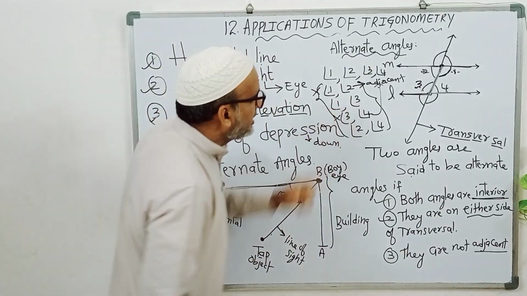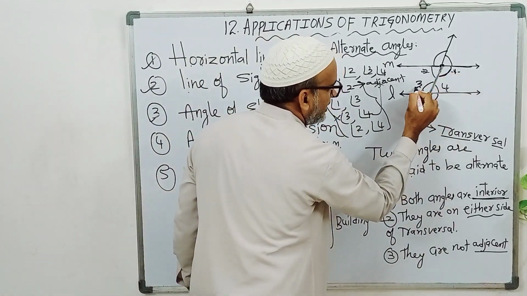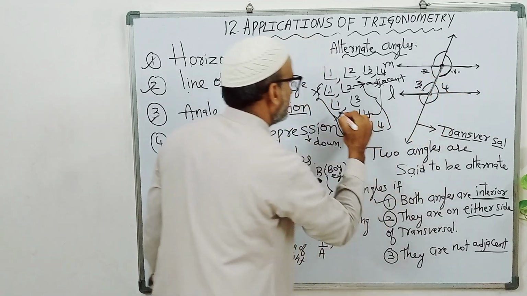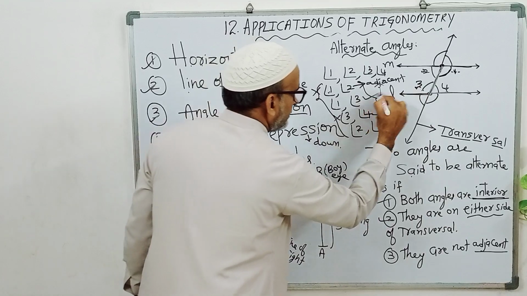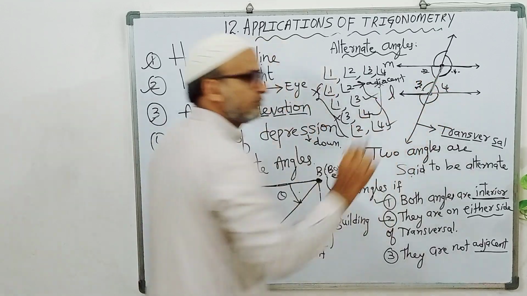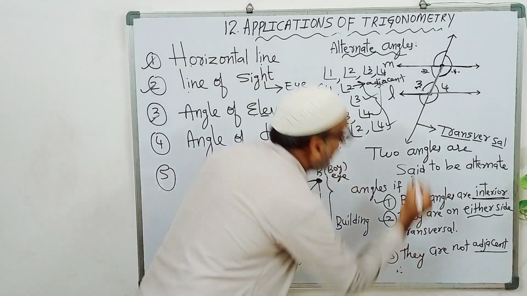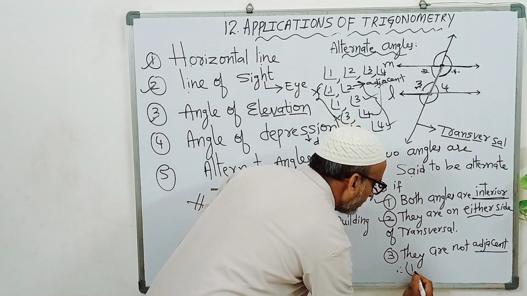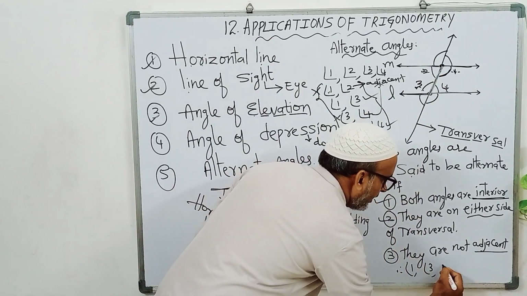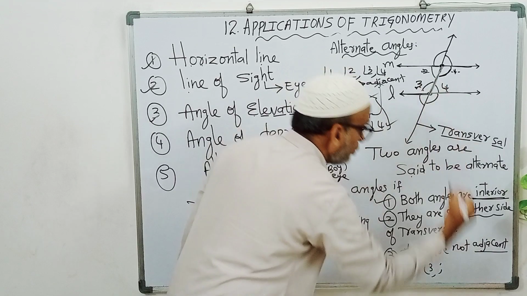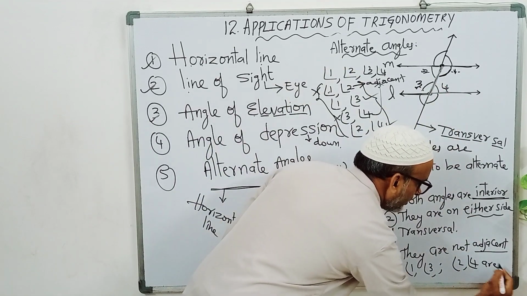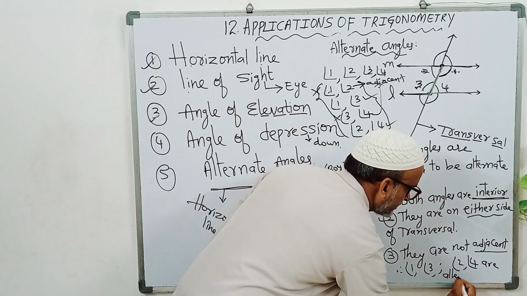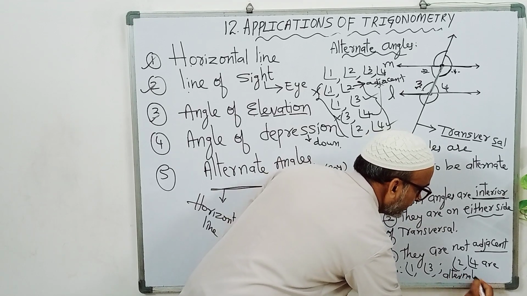Now 1 3, 1 3, 2 4. Where is 1 3? 2 4. So therefore angle 1 comma angle 3 is one pair, angle 2 comma angle 4 are alternate angles. Alternate angles.